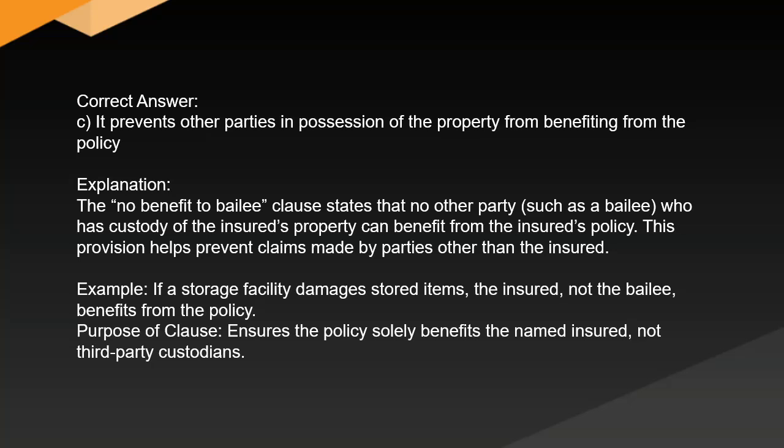Explanation: the no benefit to bailee clause states that no other party, such as a bailee who has custody of the insured's property, can benefit from the insured's policy. This provision helps prevent claims made by parties other than the insured. Example: if a storage facility damages stored items, the insured, not the bailee, benefits from the policy. Purpose of clause: ensures the policy solely benefits the named insured, not third-party custodians.